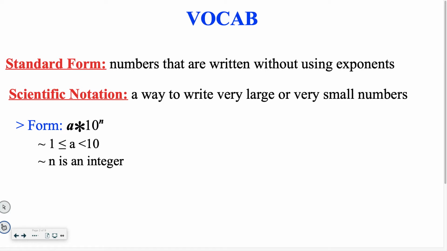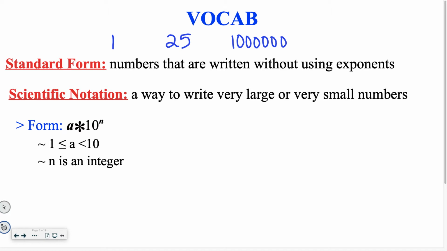So let's talk a little bit about what standard form means and what scientific notation means. Standard form is when numbers are written without using exponents. Those are pretty much the numbers that you're accustomed to working with, right? Like 1 is a standard form number. 25 is a standard form number. 1 million is a standard form number because there aren't any exponents, okay?